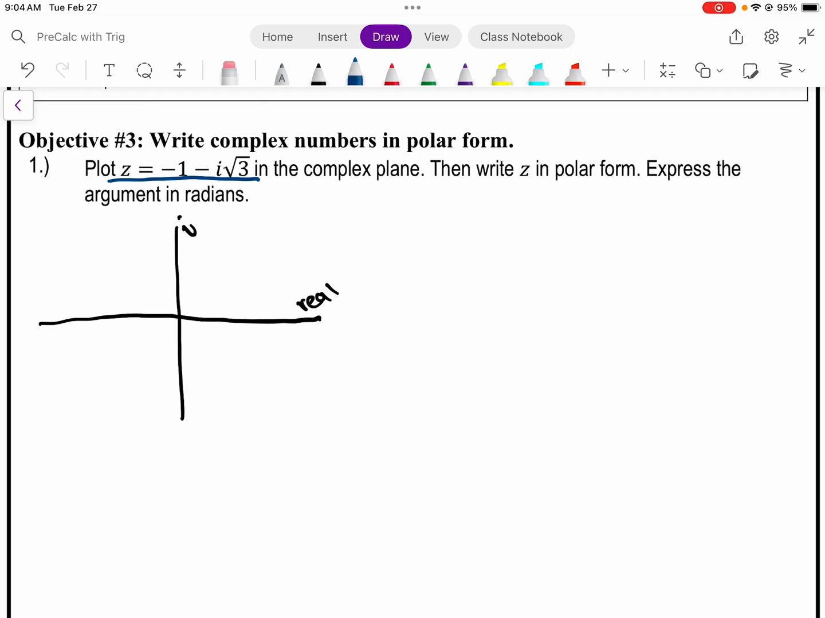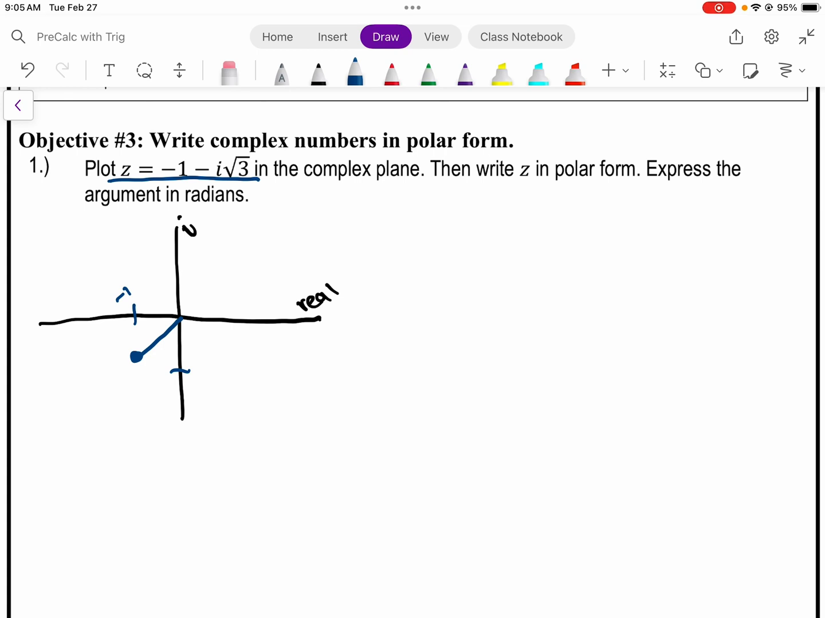And where would that point be? I'm not going to be super accurate about it. I'm just going to draw where it's going to be. Let's just say that's -1, which means we're going to go -1 to the left. And then it wants you to go down negative i radical 3, which radical 3 is about 1.7. So I don't know where that is. I'm just going to say that it's somewhere over here, and that's basically where your graph is going to be.